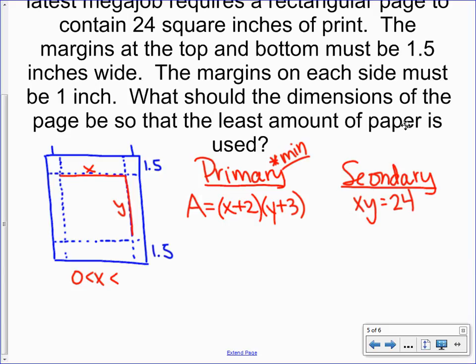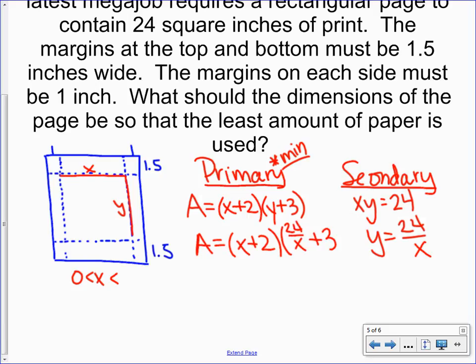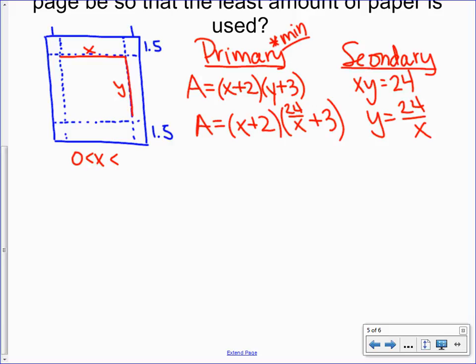So we can't take this derivative yet. We need to write this in terms of just X. Good thing we have that secondary equation: Y equals 24 over X. Now we can plug that in so that our function is just in terms of X. So we have A is X plus 2 times 24 over X plus 3.